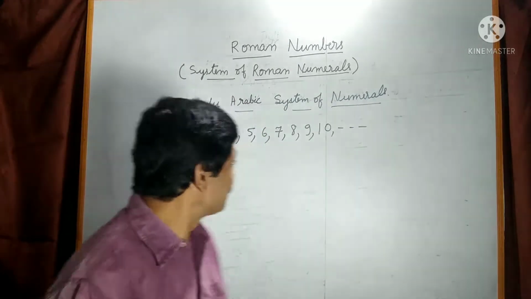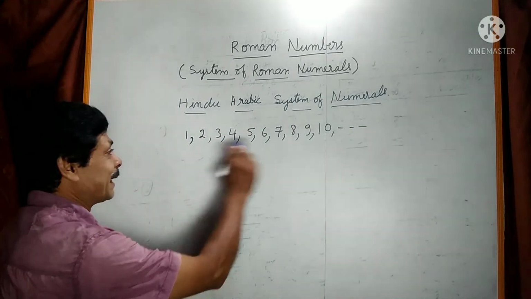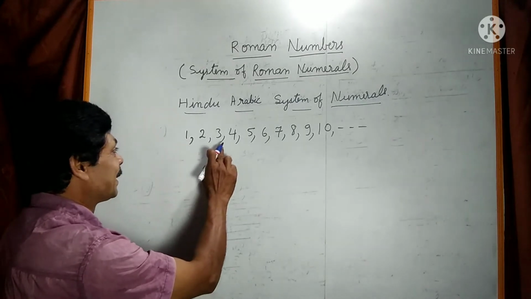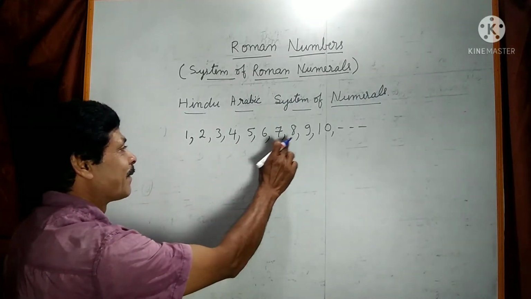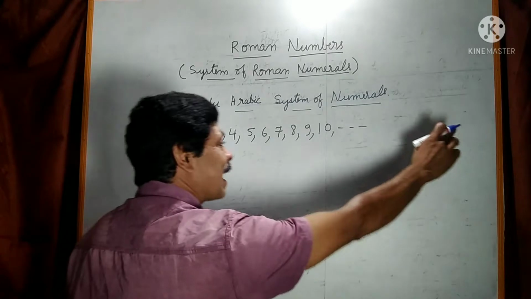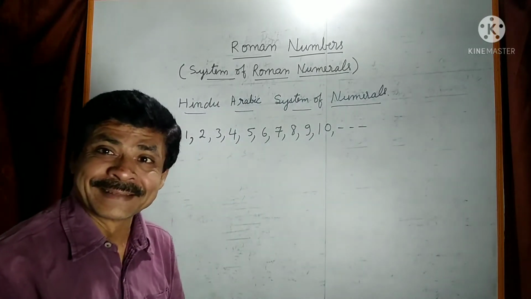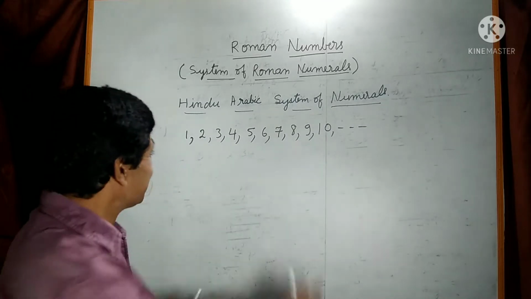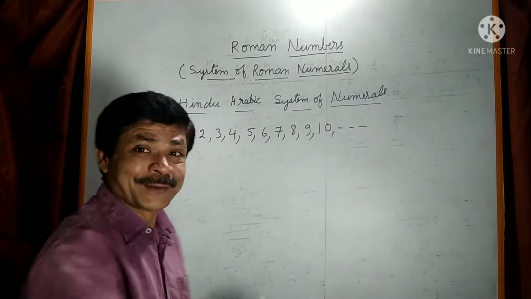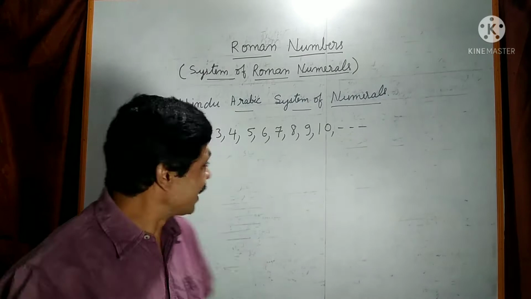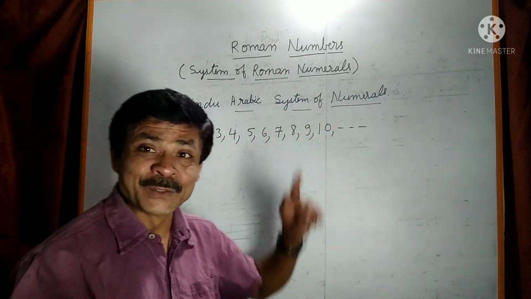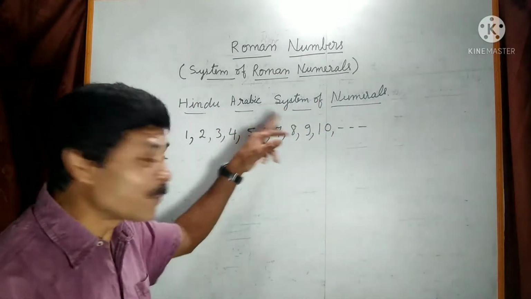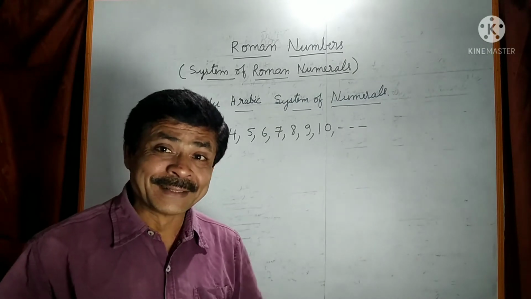In the Hindu-Arabic system, we write 1 to 10 like 1, 2, 3, 4, 5, 6, 7, 8, 9, 10 and till infinity. This is not the English system. This is the Hindu-Arabic system of numerals. And nowadays we are using this Hindu-Arabic system of numerals. But this is not the only system to write numerals.